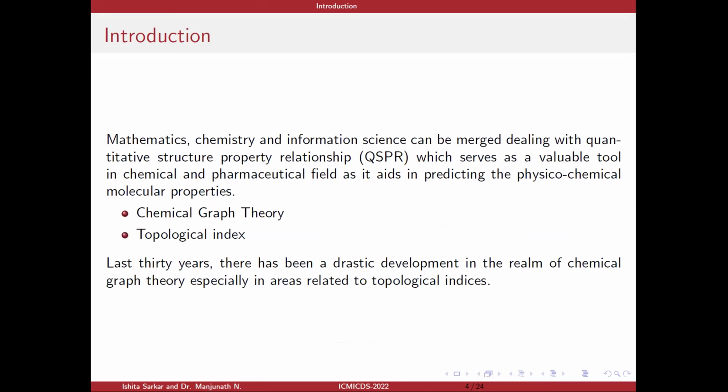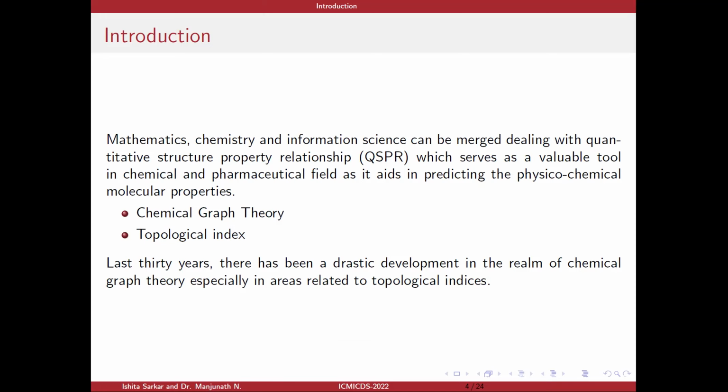Introduction. Mathematics, chemistry, and information science can be merged, dealing with quantitative structure-property relationships, which serve as a valuable tool in the chemical and pharmaceutical field as they aid in predicting physicochemical molecular properties. Chemical graph theory is a wider domain of research in graph theory, wherein we model the structural molecular attributes. Also, the topological index is the basic unit element which we have taken in our study.